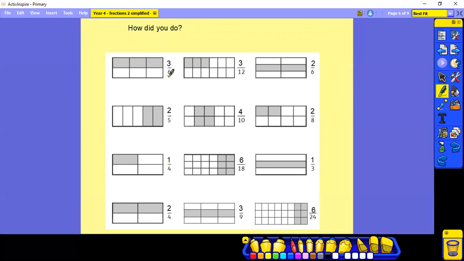So here I've written the fractions so that you can see them, and then you need to work out which one fits with which, okay? Have a go.